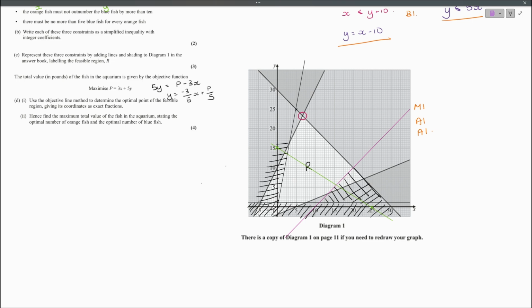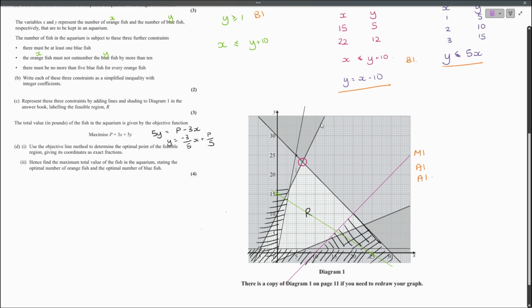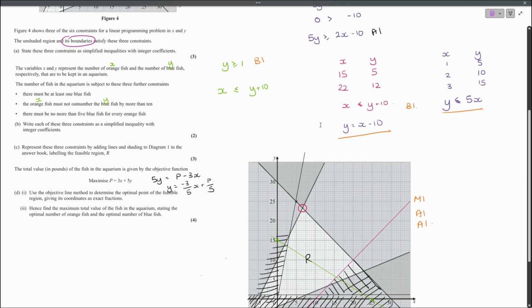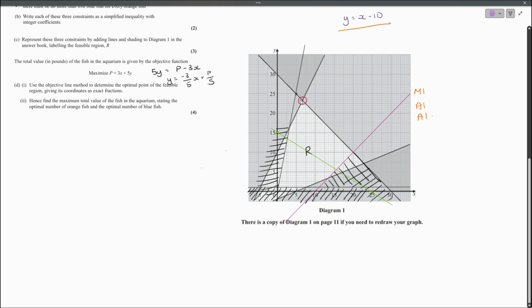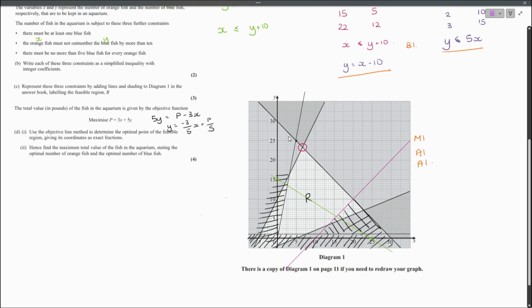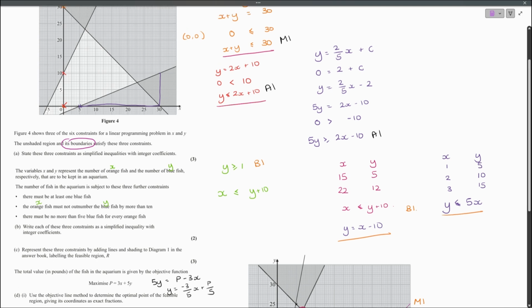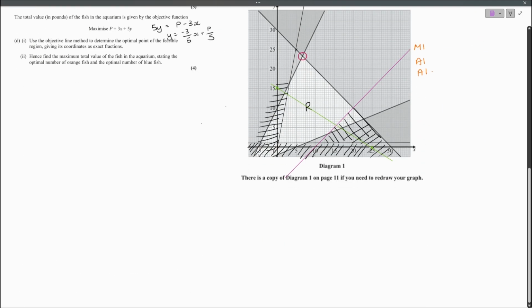And that point is the intersection of 2 particular lines. It's actually the intersection of the 2 lines that we began with: x plus y is equal to 30 and the line y equals 2x plus 10. So this line here. And we can solve those simultaneously. So I'm going to try and solve those simultaneously now.